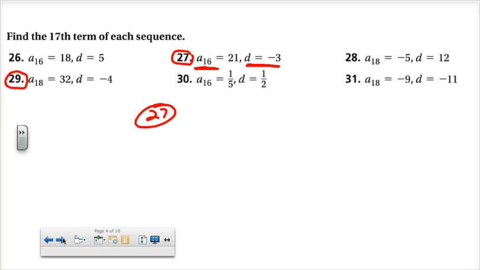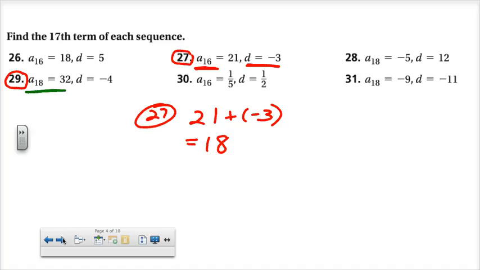Well, the common difference is what they're adding to that previous term, whatever it may be. Well, the 16th term was 21, and we want the 17th term. We're just going to add a -3. That's all we're going to do, and get 18. So again, it's easy to overthink and just start checking out the formula like we usually do. But in this case, since you're only one term away, why not use that?